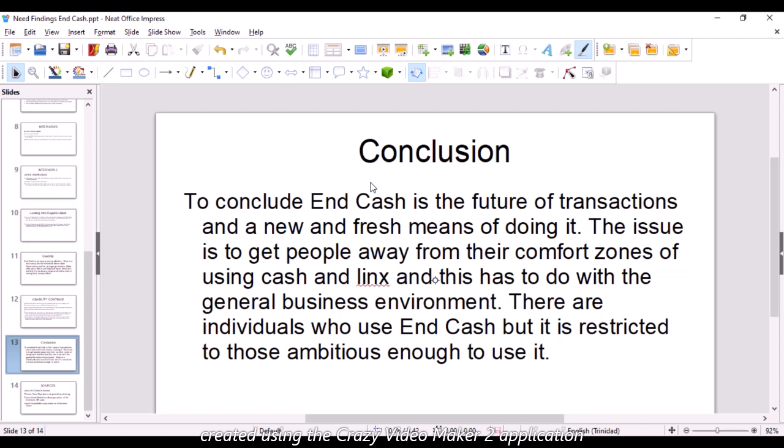In conclusion, Encash is the future of transactions and a new and fresh means of doing it. The issue is to get people away from their comfort zones of using cash and Linx, and this has to do with the general business environment. There are individuals who use Encash, but it is restricted to those ambitious enough to use it.